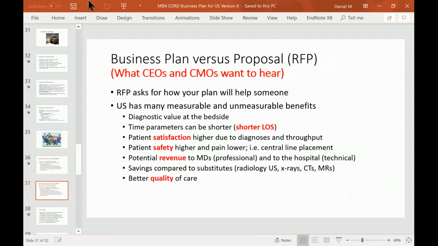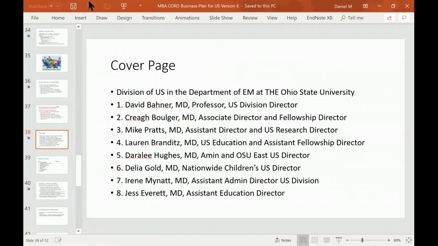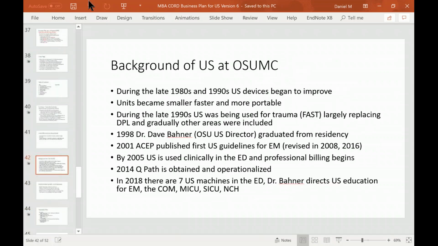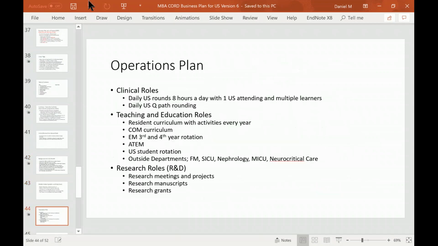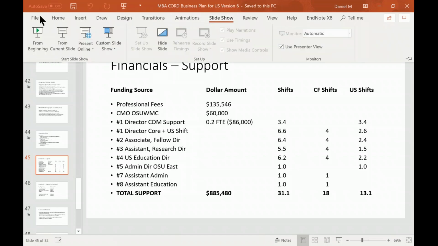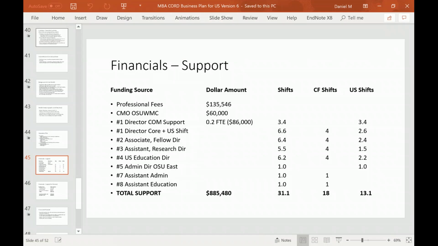I think we were down to here where we showed what the topics were and talked about the executive summary, and then we got into the operations plan. Yeah, we were right here, the finances. Everybody have this? This is the first time we're seeing that.